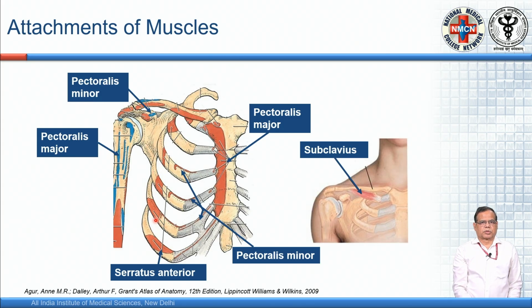Serratus anterior is a muscle of the axilla, but you can see here the origin of the serratus anterior from the lateral surface of the upper 8 ribs. It goes upwards and laterally to be inserted into the medial border of the scapula. We will study the serratus anterior during the demonstration of the axilla.